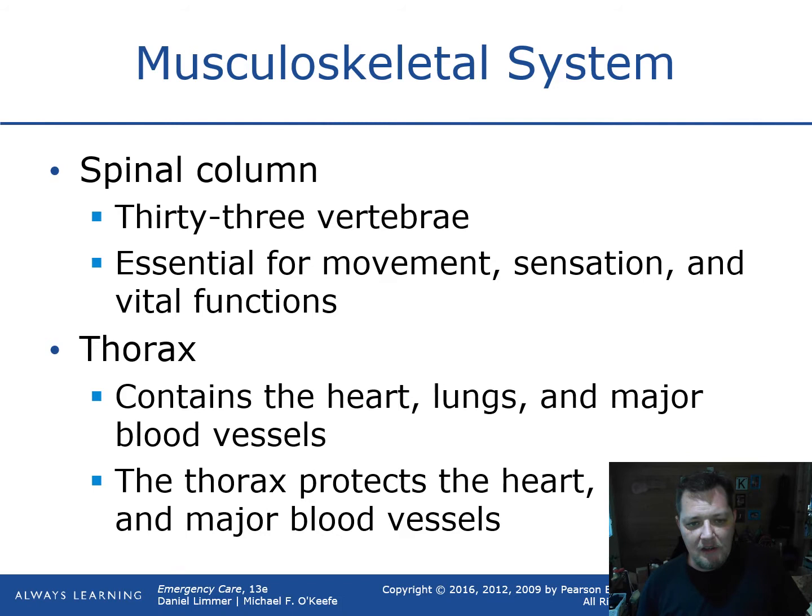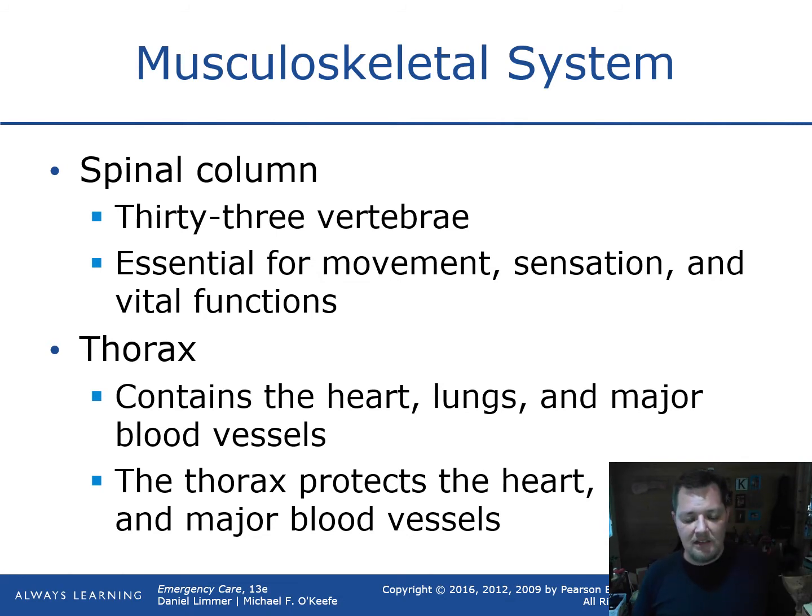Okay, in the spinal column there are 33 vertebrae. It's essential for movement, sensation, and vital functions. So that spinal column protects the spinal cord, which goes to your brain. Okay, so the brain is the powerhouse. It basically tells the body what to do, and how it does that is it goes through the spinal cord. And in the spinal cord, you've got all of your nerves, baroreceptors, chemoreceptors, everything in that spinal cord that basically tells the brain all about the functions and everything that goes back up into the brain.